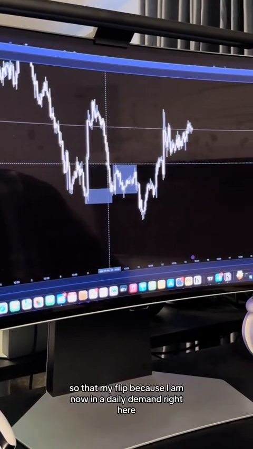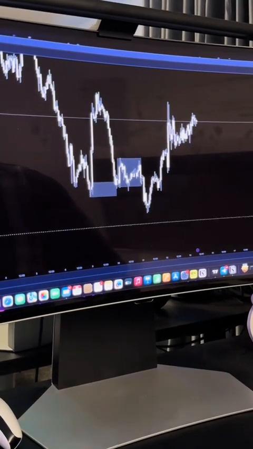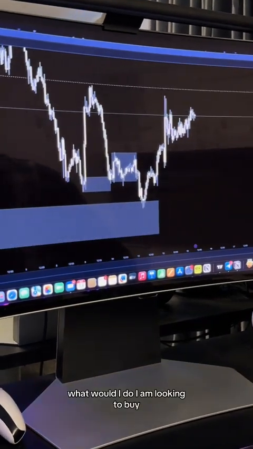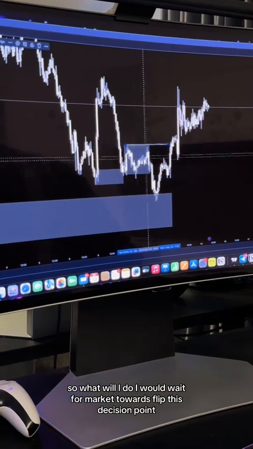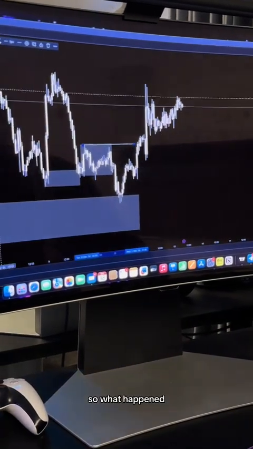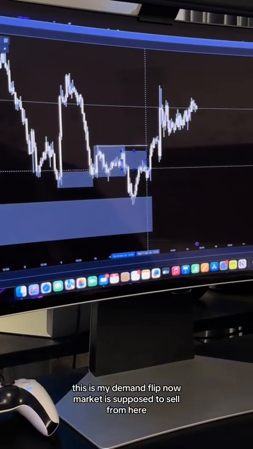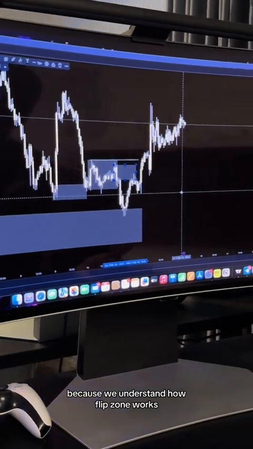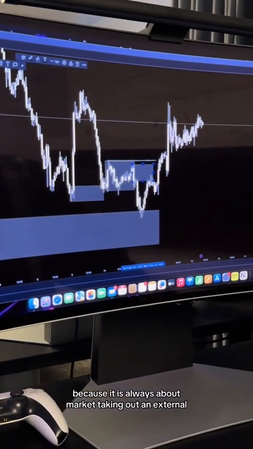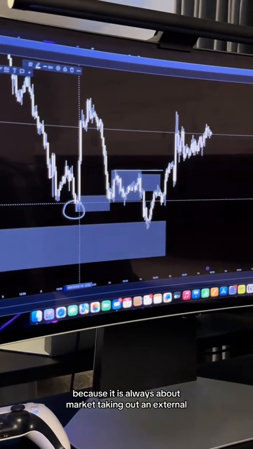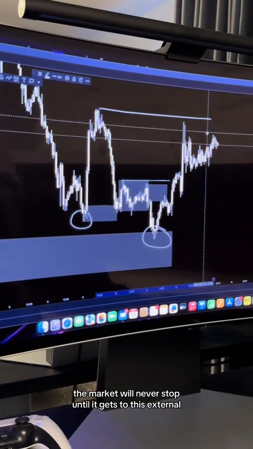So that might flip, because I am now in a daily demand right here. What would I do? I am looking to buy. So what will I do? I would wait for the market to what? Flip this decision point. So what happened? This is my demand flip. Now, the market is supposed to sell from here because we understand how a flip zone works. But I know this is a trap because it is always about the market taking out an external. Higher time frame demand, the market will never stop until it gets to this external.